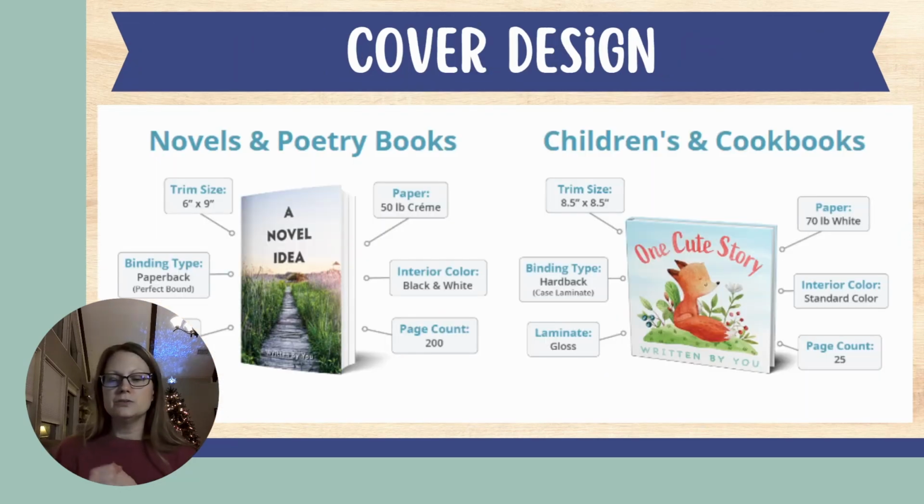Then you have to decide on your cover design. So think about your trim size. That means what is the size of your book? This one's a 6x9. Those are typical of your chapter books. Children's books, cookbooks could be an 8.5 by an 8.5. Almost all of our books so far are 8.5 by 8.5. They're just the perfect size to sit and read.